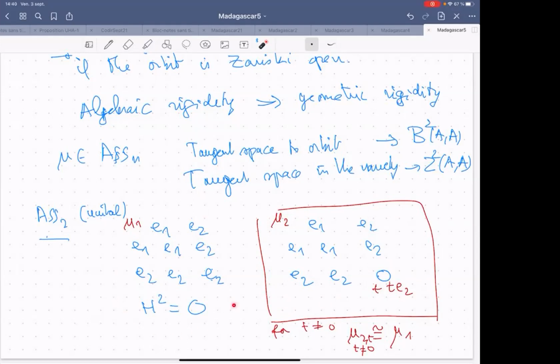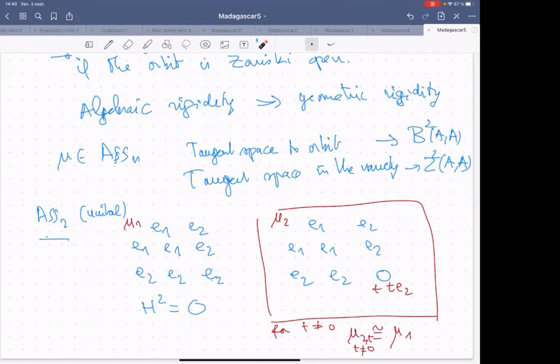But it turns out that for this one H2 is 0, which means that it is rigid. According to our theorem, we cannot deform it. But this one could easily be deformed, and it could be deformed to mu1. We need just to take, for example, the same Cayley table here, and we change E2 to T E2, where T is our usual parameter, to define a new multiplication mu2 T.